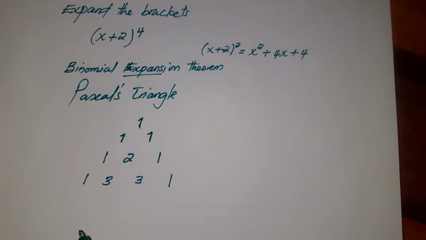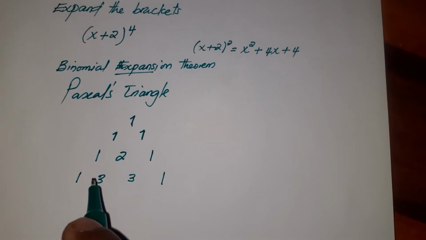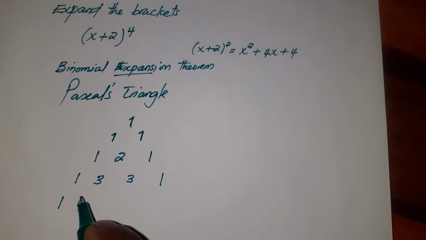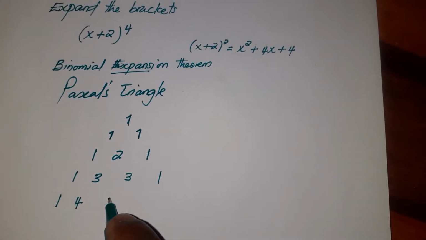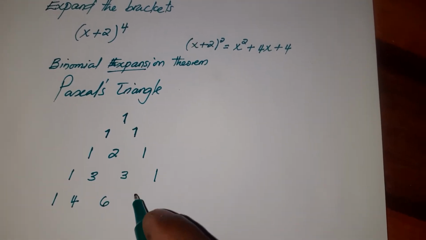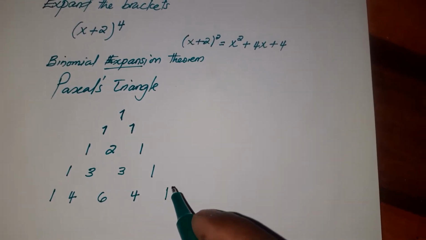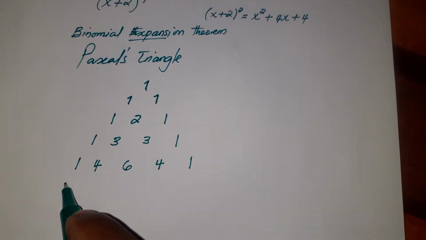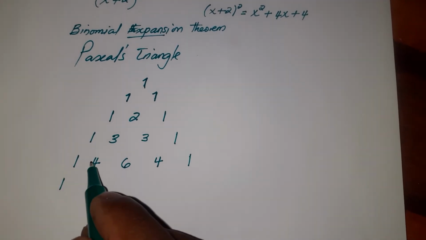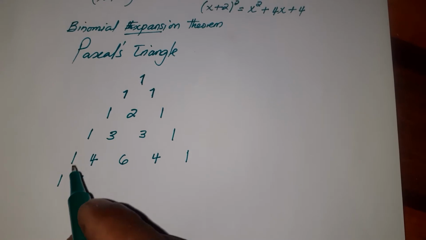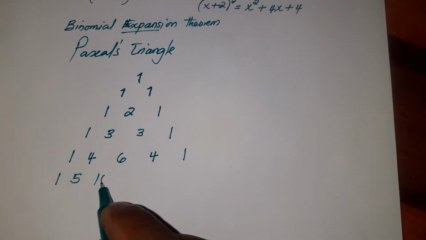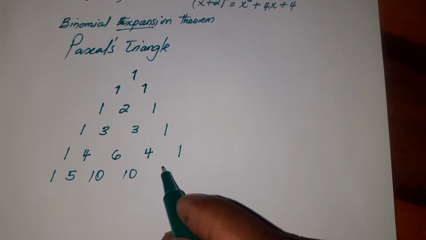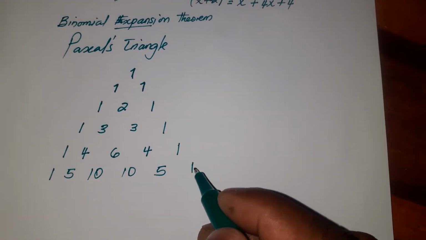Now therefore we have to find the fifth term. We write 1 here, and then 1 plus 3 is 4, and then 3 plus 3 is 6, 3 plus 1 is 4, and then 1 at the end. We can also go ahead and then we write 1 here. 1 plus 4 we get 5, 4 plus 6 we get 10, 6 plus 4 we get 10, 4 plus 1 we get 5, and then 1 at the end again.